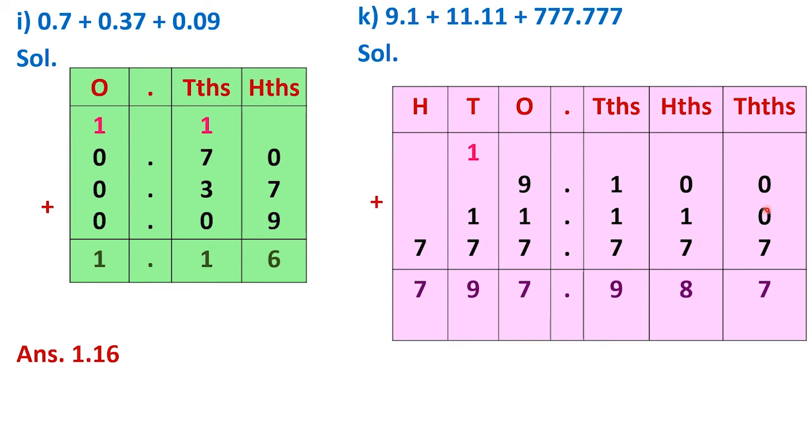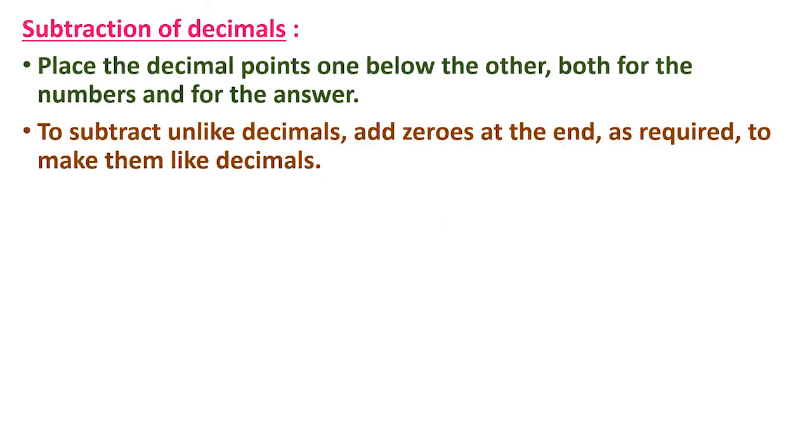When we add 0 plus 0 plus 7, we get 7. 0 plus 1 plus 7 is 8. 1 plus 1 plus 7 is 9. Then 9 plus 1 plus 7 is 17. So 1 is taken as carry here, 7 is written at the bottom. Then 1 plus 1 plus 7 is 9 and the 7 is taken down here. So the answer is 797.987. We read it as 797.987.